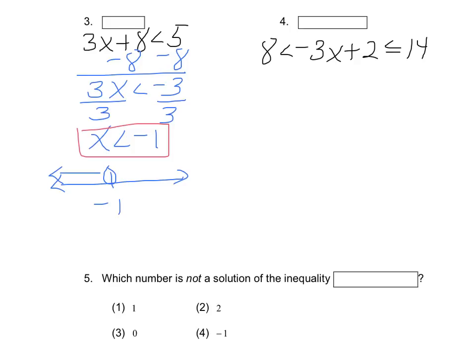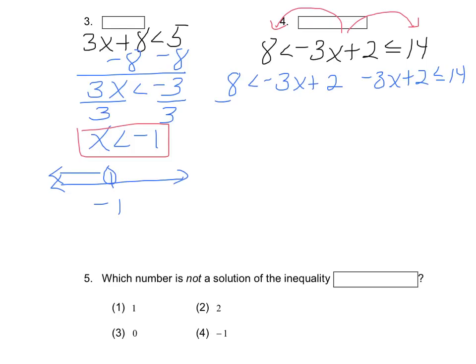Well, how am I going to get 2 answers for this? Well, what you have to do is you have to give the middle to the left and then the middle to the right. So it's actually like splitting it to solve 2 separate inequalities. So we have 8 is less than negative 3x plus 2. And we have negative 3x plus 2 is less than or equal to 14. So now we actually have 2 inequalities to solve. So we're going to do one at a time.